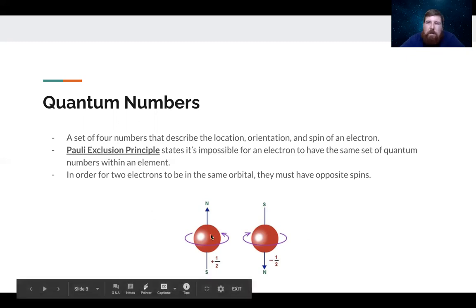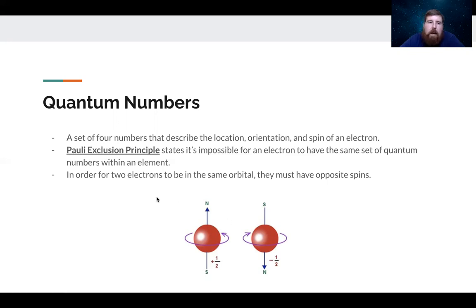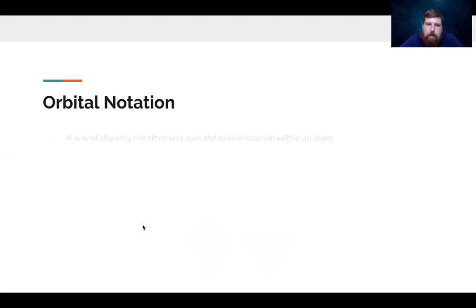In terms of quantum numbers, we denote the spins as positive 1/2 and negative 1/2. But at the end of the day, that's really all you need to know about quantum numbers. They're a set of numbers that describe the location and orientation. In order for 2 electrons to be in the same orbital or same subshell, they have to have opposite spins, and you're in the clear for that.